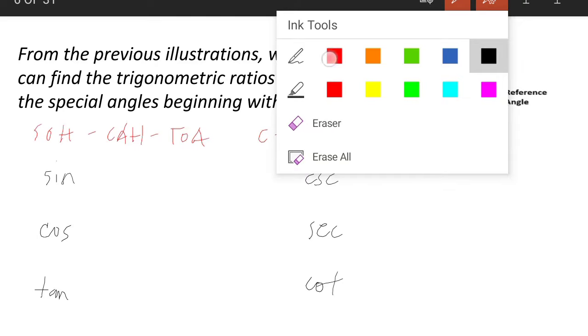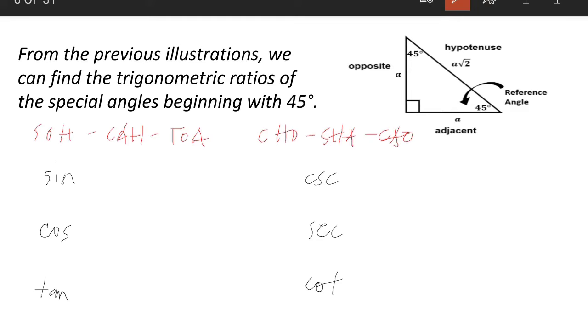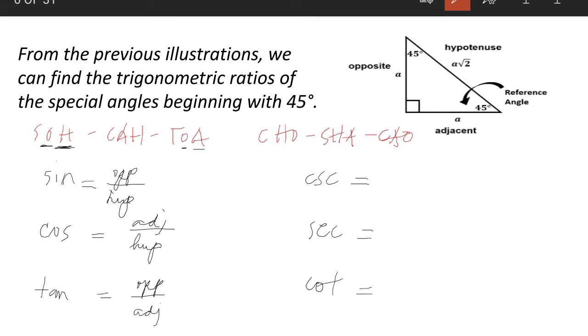So how will we get the ratio for these 6 trigonometric functions? For sine, we have opposite over hypotenuse, sorry. Sine is opposite over hypotenuse. For the cosine, we have adjacent over hypotenuse. And for the tangent, we have opposite over adjacent. And for the reciprocals of these 3 basic trigonometric functions, we will just interchange the numerator and the denominator, or you will just use the acronym.